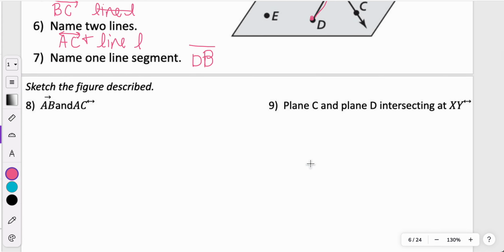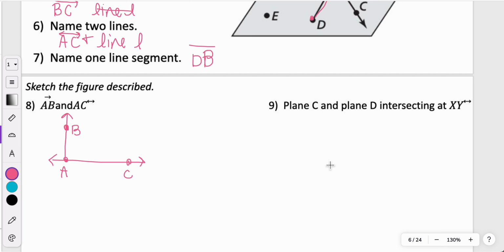The next part, we're going to sketch some figures. So ray AB and line AC. I'm going to start by drawing the line AC, so A first and then C second, and then the ray AB can just come off of that, starting at point A and then ending at point B.